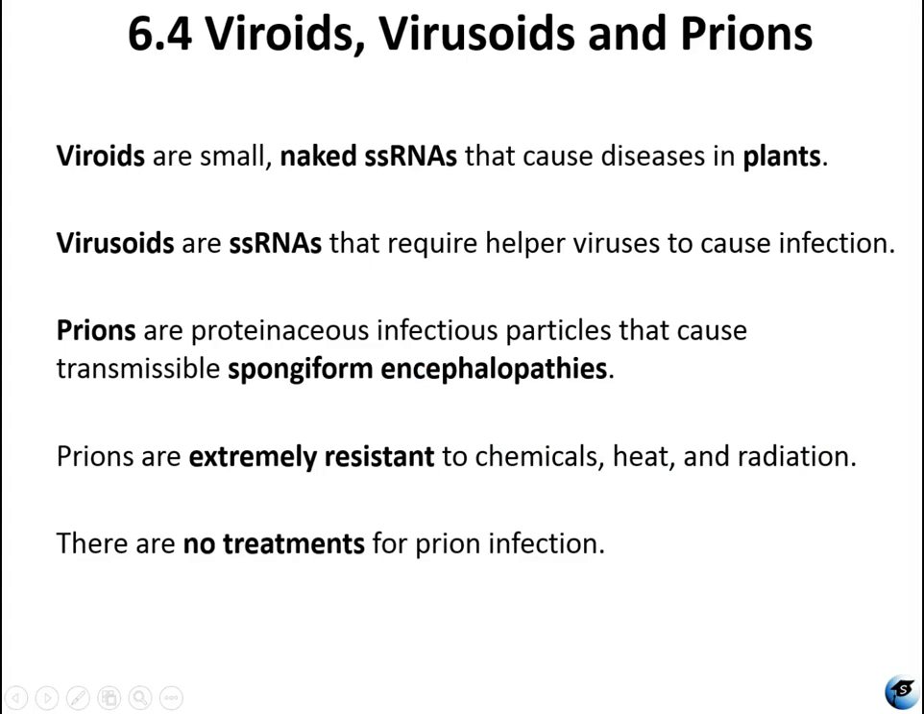Prions are really kind of a freak of nature because they have no genetic information. And they're extremely resistant to chemicals and heat, and treatment via radiation. There is no known treatment for prion infection. These are really kind of scary.